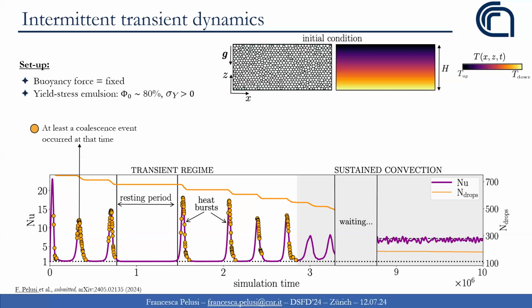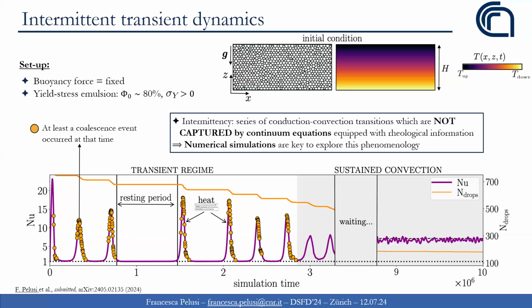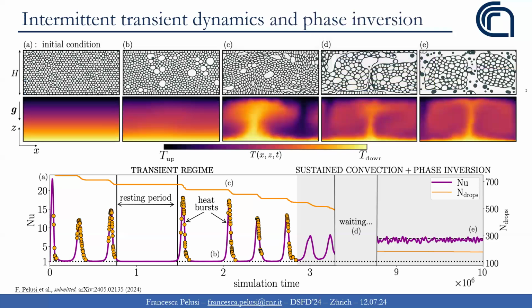And on this plot, I also report the number of droplets as a function of time, confirming the occurrence of coalescence events, since we have a drop in the number of droplets anytime we have a heat burst and coalescence event. Here it was too heavy to put in the presentation, but if you want, you can pass my iPad around the audience and see the full video of the dynamics. That is quite slow. That's why I cannot play it here. But here I can summarize the dynamics.